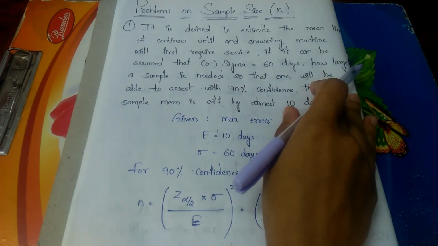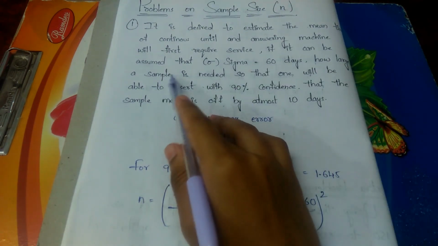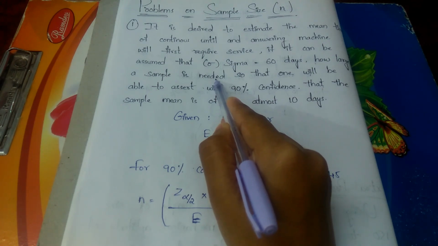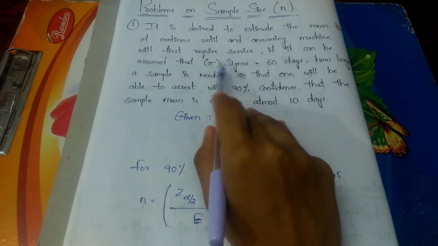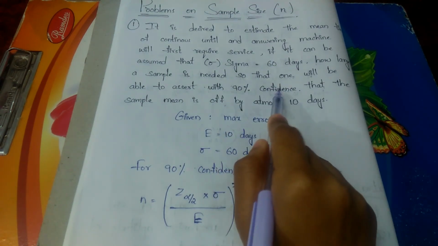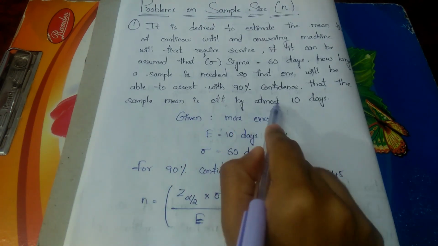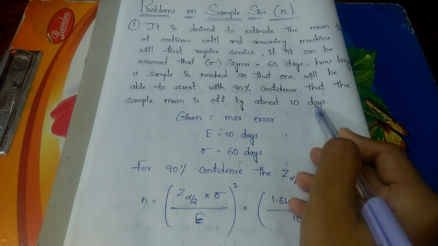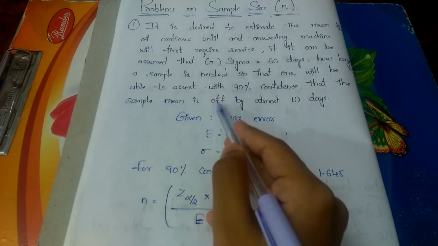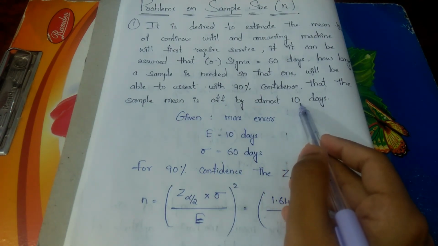So here we have to find out the sample size. You can see how large a sample is needed, nothing but the sample size we have to find out. The given information is the sigma value is given as 60 and the 90% confidence, and you can see a statement that the sample mean is off by at most 10 days, nothing but the maximum error is 10 days. So whenever you see the sample mean is off by, then you can understand that the value which is given is the maximum error.